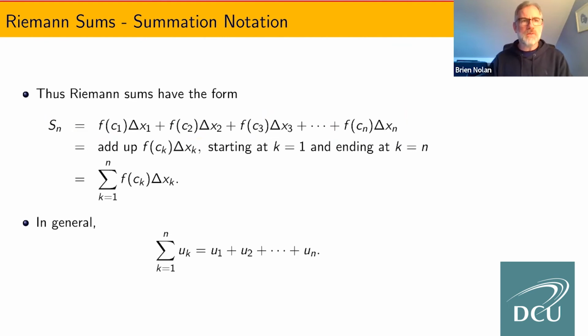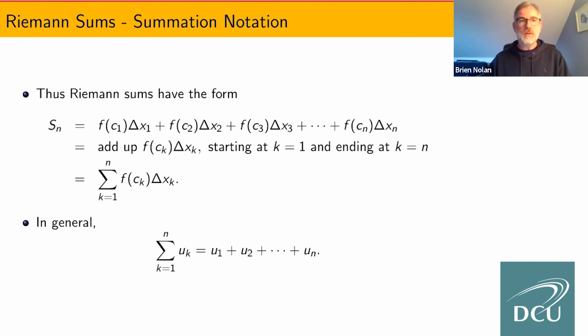Okay, so if I were to say that in words, what would I say? I'd say add up this number, f of c_k times delta x_k, starting at k equals 1 for the first subinterval, the first rectangle, and ending at k equals n for the last subinterval, the last rectangle. And the mathematics written down in the next line is simply putting into mathematical notation exactly the words in the previous sentence. But it's perhaps new notation for lots of students, so let me go through that.